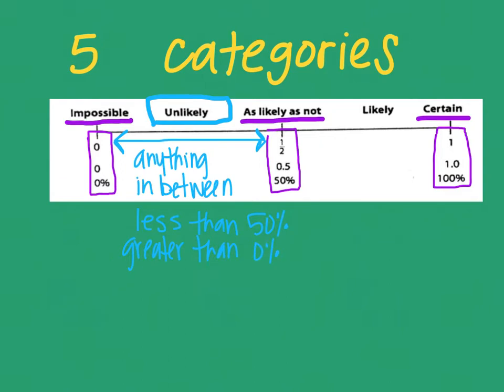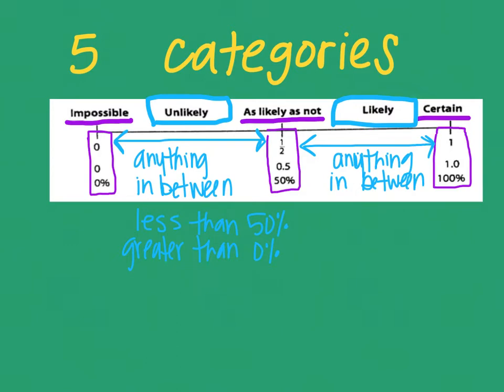Okay, then on the opposite side, our other really big category is called likely. And this is the section that's over 50%, but not up to 100. So all of this in between here. Again, anything in between. These are the big categories. Most things are either going to be unlikely or likely. And so this one is less than 100%, but greater than 50%. So that, again, is where most of our things are going to occur, in these two categories. Unlikely or likely.